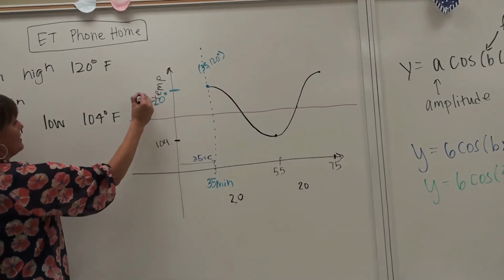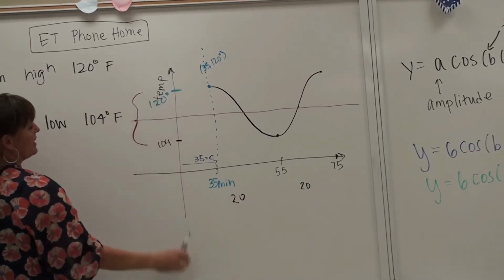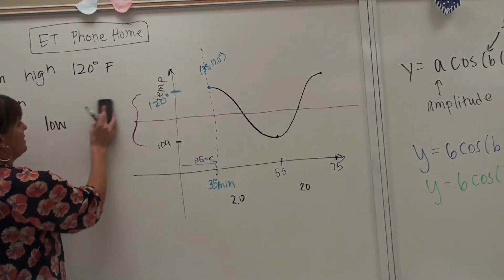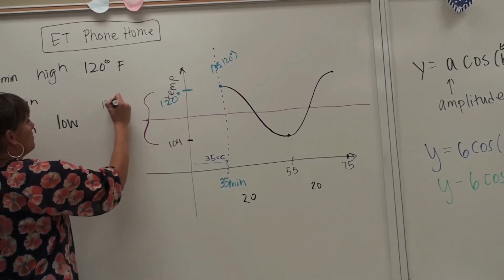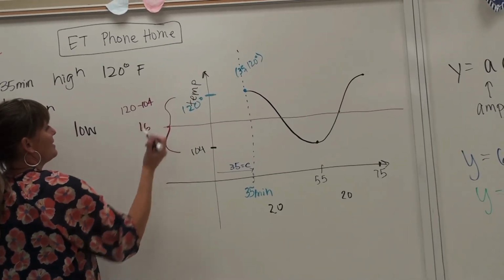And then I find these two things. What's the difference between 104 and 120? Well, let's see. All I have to do is subtract them. So 120 minus 104. That difference is 16.